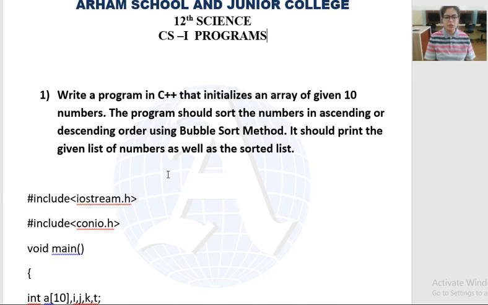So bubble sort makes use of the swapping method, in which first of all it compares the first and second number, then the second and third number, then the third and fourth number. If the first number is greater than the next number, then it performs swapping, else there is no need to change. So let's start with this program.